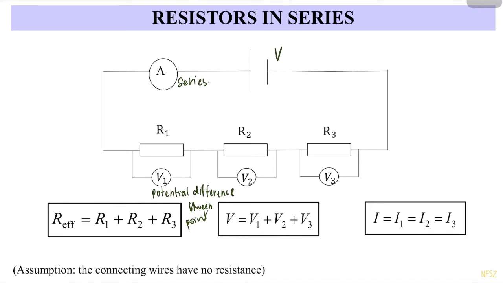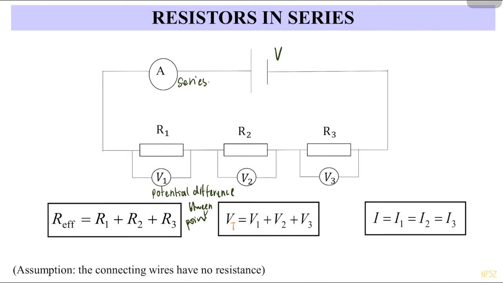Okay, and for the potential difference it will also be a sum. So V total, which is the V of the power supply, equals V across the first resistor plus V across the second resistor plus V across the third resistor. It will add up like that.